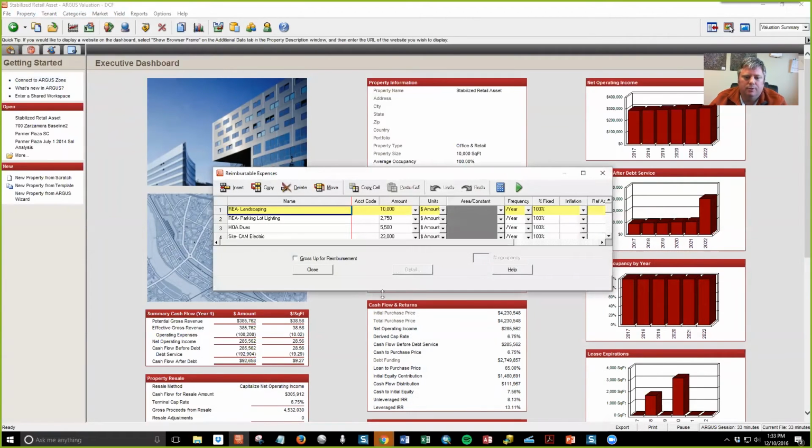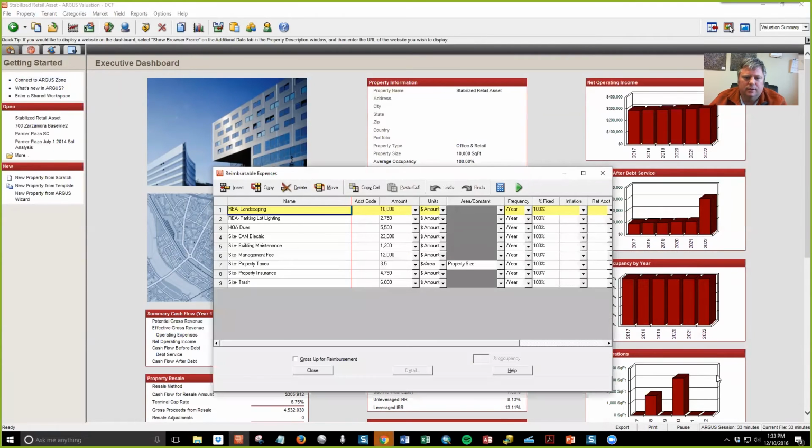So here's our reimbursable expenses. I went ahead and put REA next to this so that it's a little easier to follow through in the next few workflows. So here's our landscaping, parking lot lighting, again, it's at the REA level. HOA dues, that's actually at the site level. Here's our CAM electric, building maintenance, management fee, property taxes, insurance, and trash.